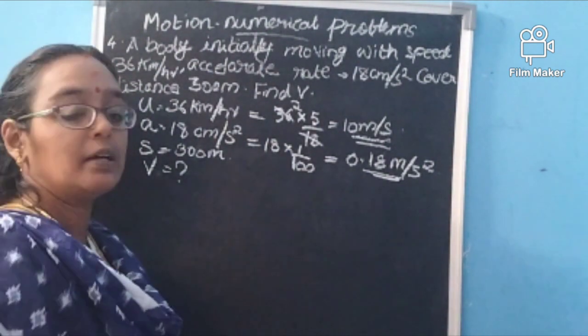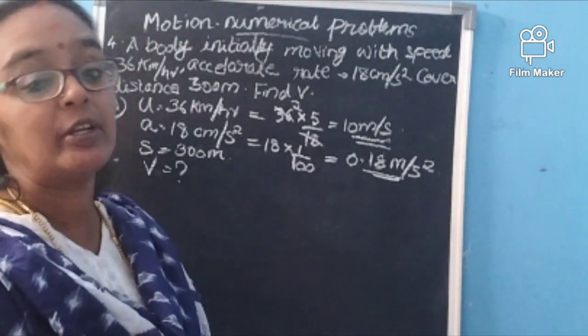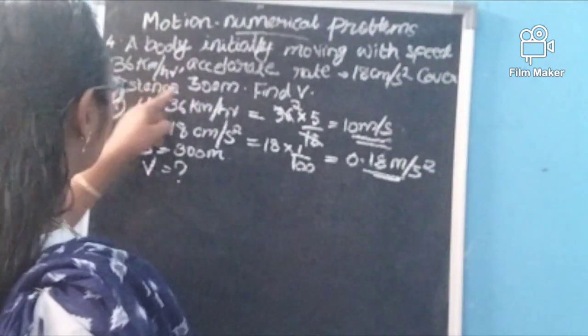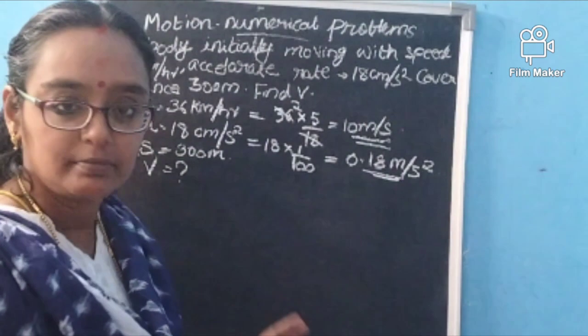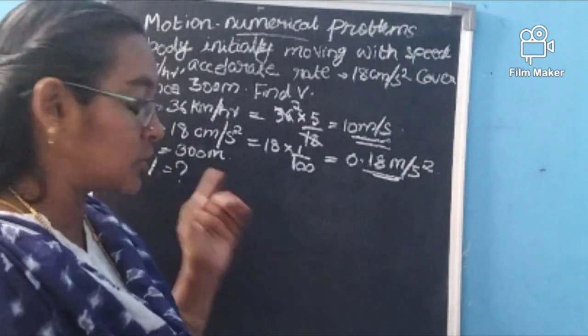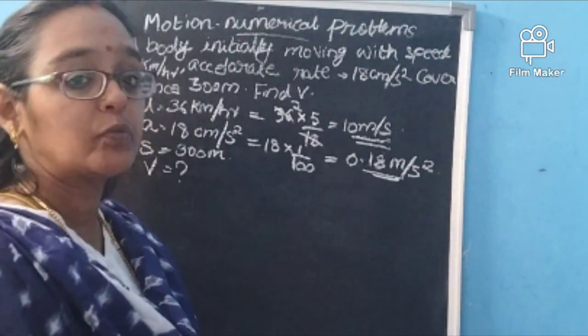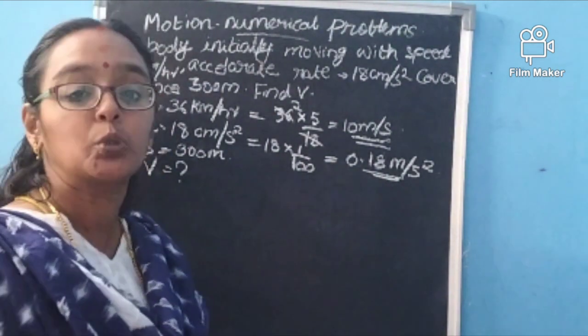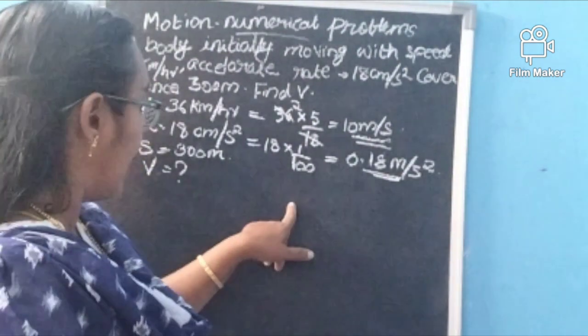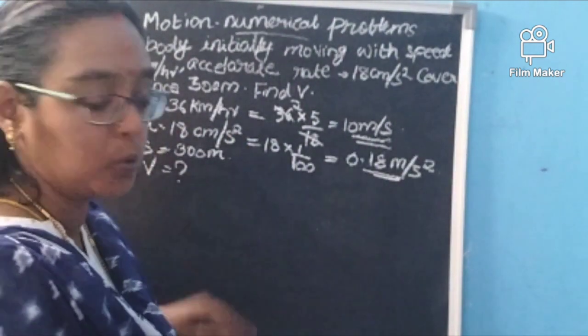See, what are the equations of motion? We know three good things. First is v is equal to u plus at. Is the time given? No. s is equal to ut plus half at square. There also time is there. It is not given. Then the third is v square minus u square is equal to 2as. The t is not there, and the rest of all things we know, isn't it?